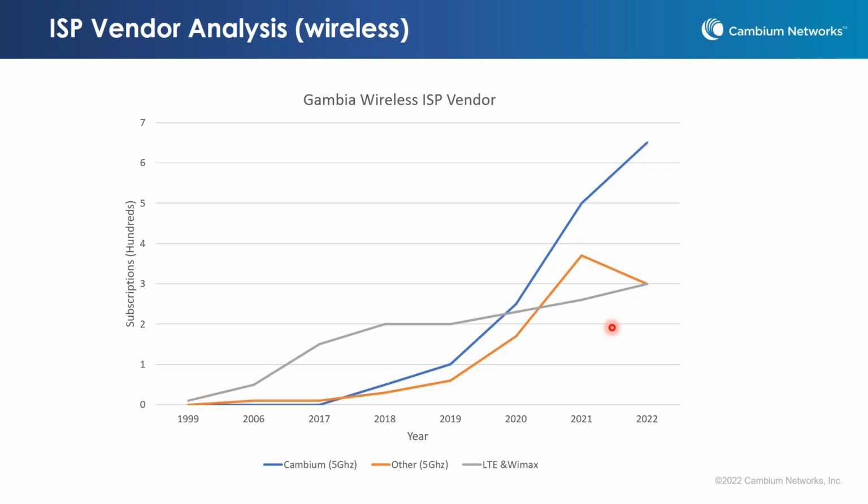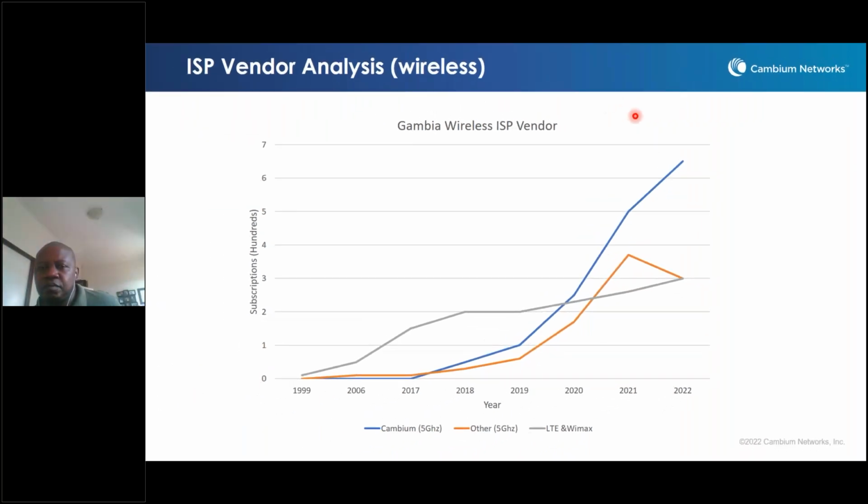We have been able to push more than 5,000 Cambium products in the Gambia here, and the trend is an upward trend. We don't see it going down in the near future. So that's it. That's the story of the Gambia. Thank you for listening. Have a good day.